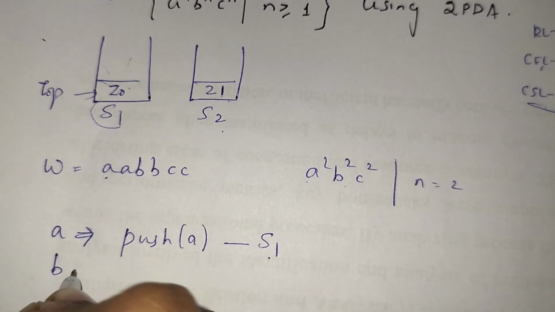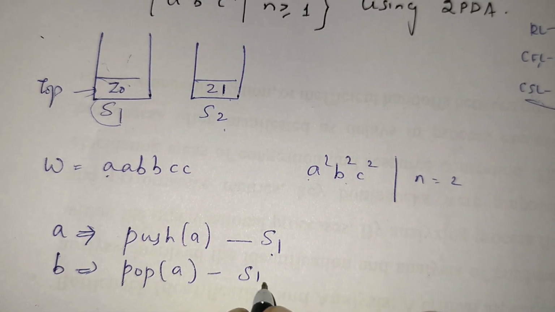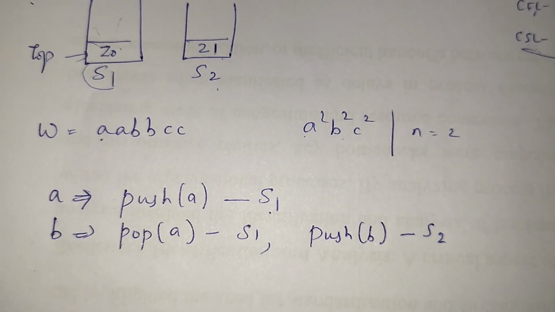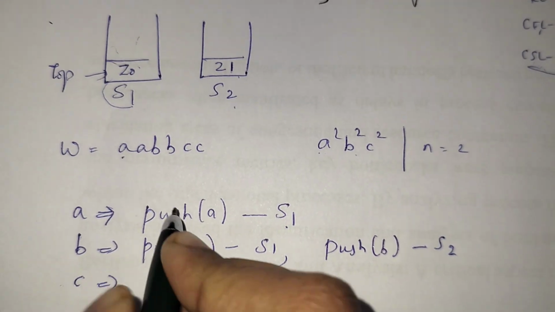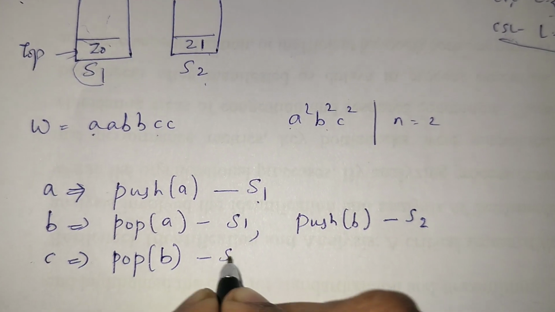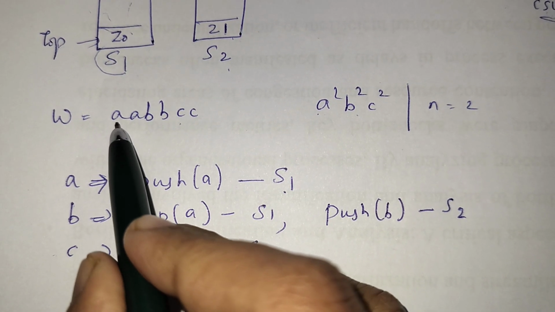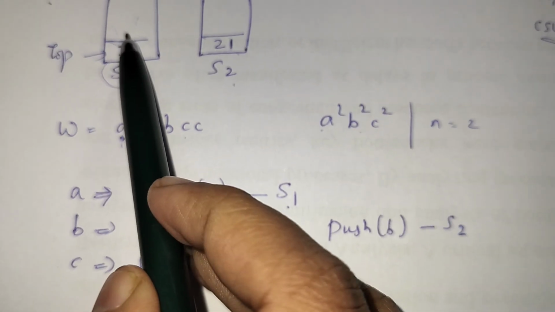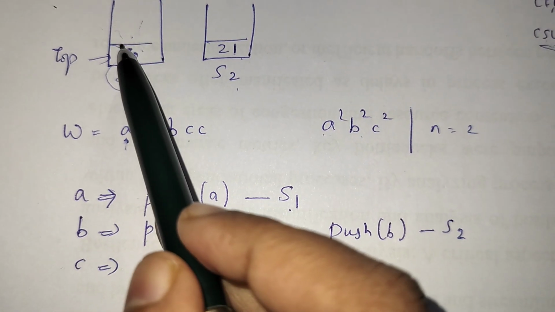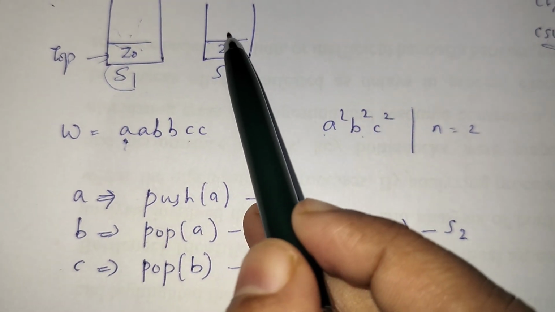Whenever I am seeing B, I am popping A from S1 as well as pushing B to stack S2. Whenever I am seeing the symbol C, I am popping B from stack S2. So this is my logic. Whenever we are reading the input symbol A, we are pushing A to the stack S1. Whenever I am seeing the input symbol B, I am popping A from S1 and pushing B to S2. Whenever I am seeing C, I am popping B from S2.